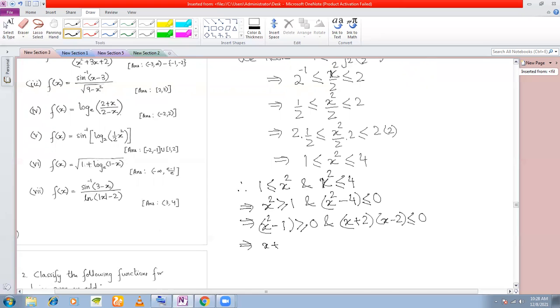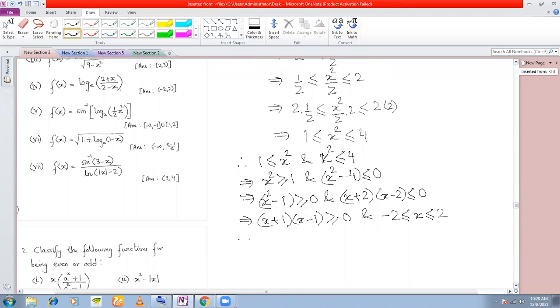That means you have x plus 1 into x minus 1 greater than or equal to 0, and x plus 2 into x minus 2 less than or equal to 0, so x must lie between -2 and 2, by the method of intervals. For x plus 1 into x minus 1 greater than or equal to 0, you have a greater than or equal to sign, so again the method of intervals applies. The lower value is -1, so x must be less than or equal to -1, and x must be greater than or equal to 1. And you have -2 less than or equal to x less than or equal to 2.